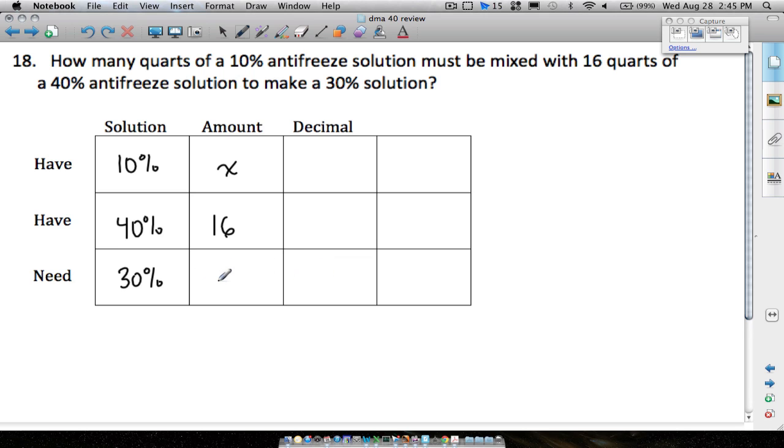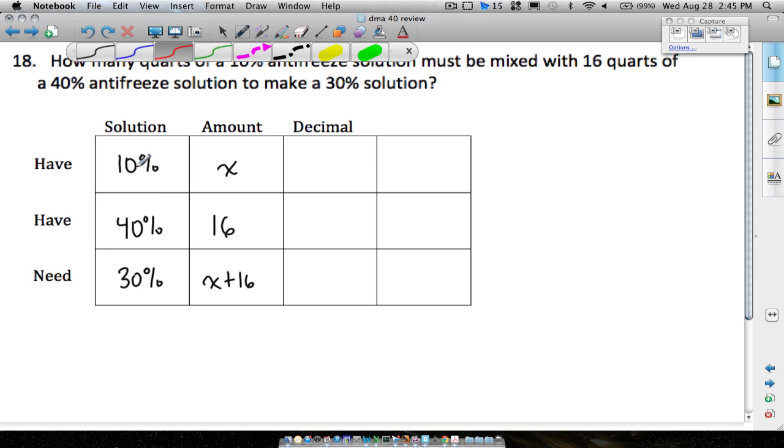Therefore, our total amount, we don't know exactly what it is going to be, but it's going to be the sum of these two numbers. So we can write X plus 16. You add down to get that amount. Some amount of quarts of 10% plus 16 quarts of the 40% is going to be X plus 16. That's all we can write right there.